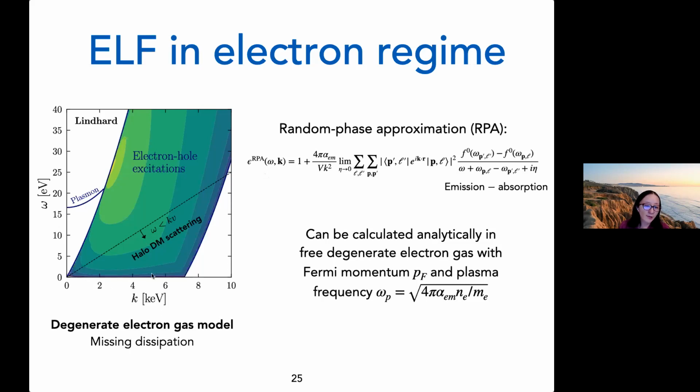But the region relevant for halo dark matter scattering requires that omega is less than kv, where v is the dark matter velocity, and that will be the region down here. So in some sense, you're not even accessing the optimal energy loss function region because you're down here.